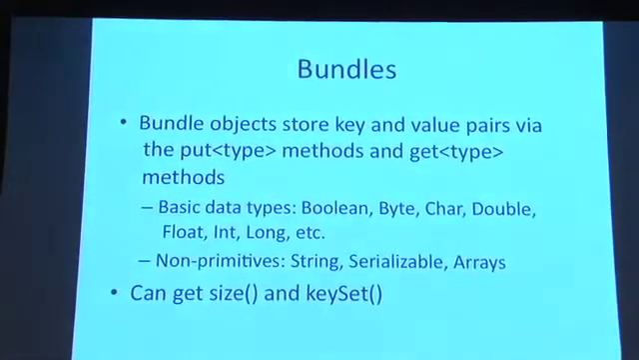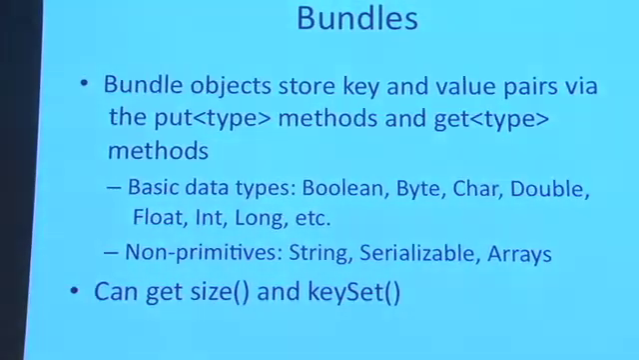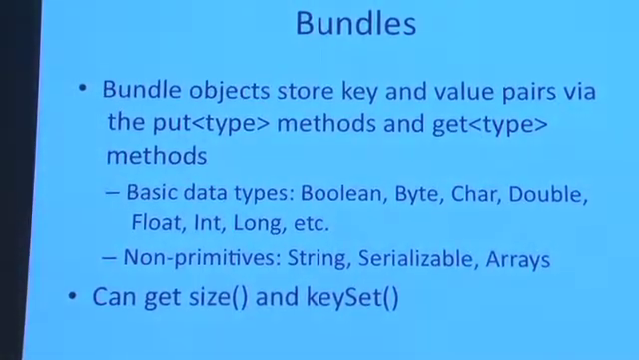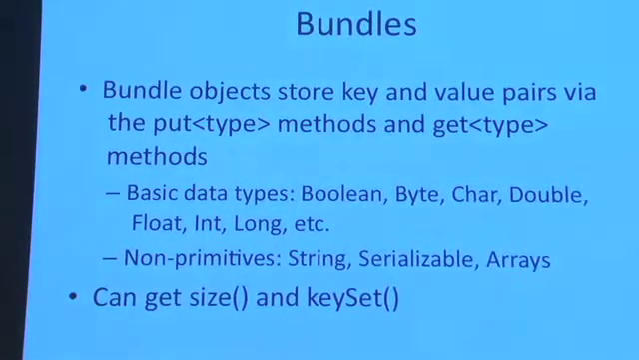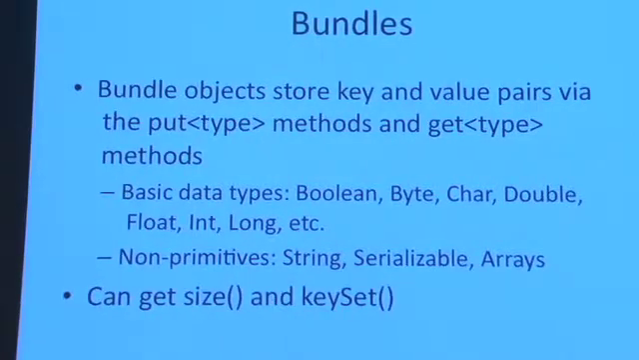Okay. So next thing we're going to be going over is bundles. So these store key and value pairs via the put type method. So an example would be the put boolean method or the put char method. And you do the same thing for getting the actual objects using the get boolean or the get char methods. If you wanted to store anything other than these primitive data types, you would be able to do put serializable or put parcelable.